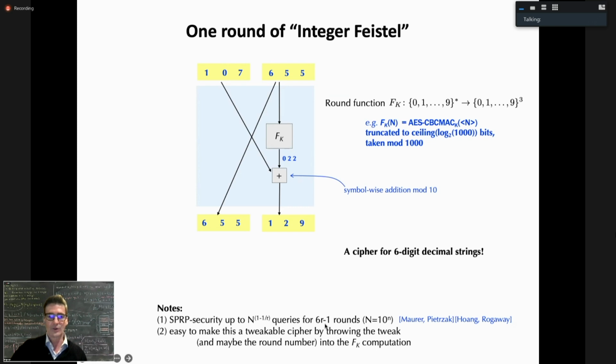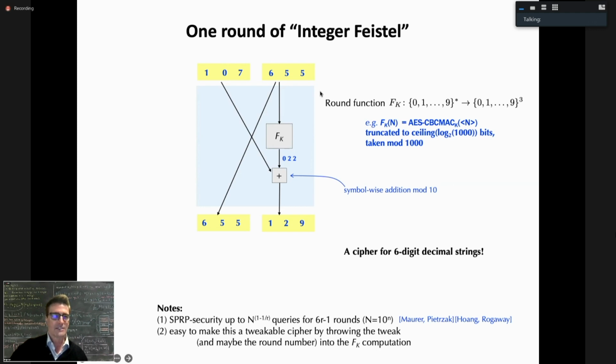That should be intuitive. It's also easy to make this into a tweakable integer Feistel. You can throw the tweak into this round function naturally because, in fact, this is one reason for using a variable input length PRF as the round function: if I wanted to throw in stuff here that was beyond just the number that's passed in. So for example, if I wanted to pass in as well the round number that I'm in, that helps me to get domain separation across rounds, you can throw that in there as well. So you can turn this cipher into a tweakable cipher.